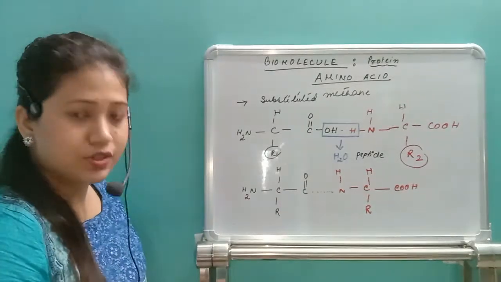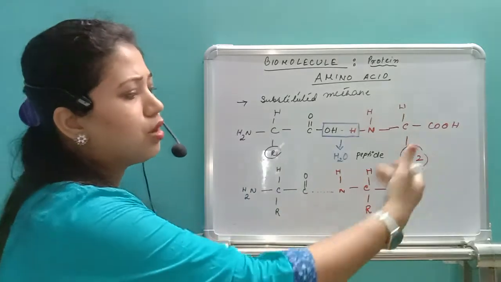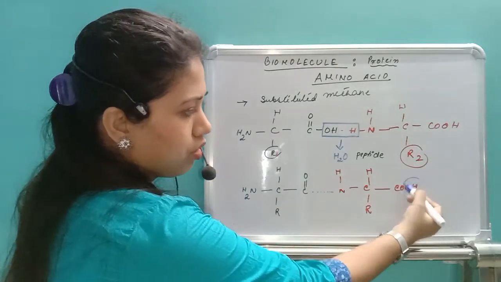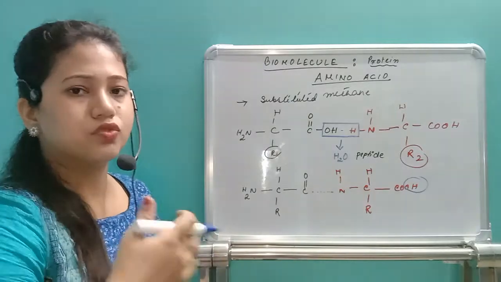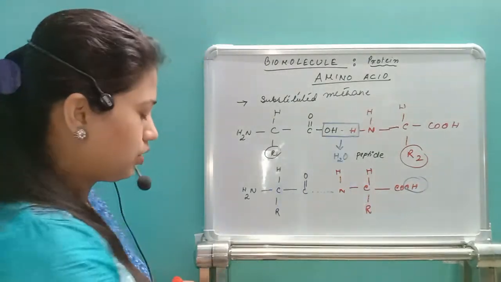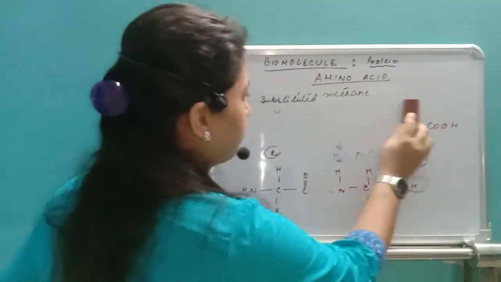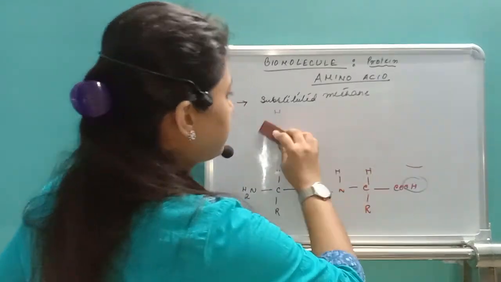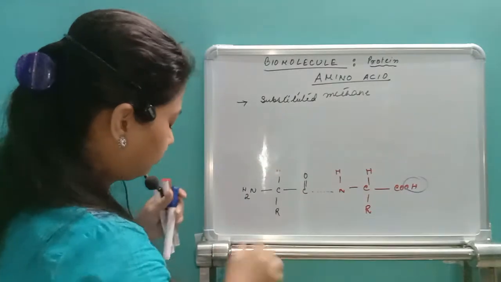If you see it this way, more amino acids can be attached here, will expel a water molecule, and this way the bond will be formed. So whenever you see a chain, suppose we draw one chain, let's just see what will happen in this chain.